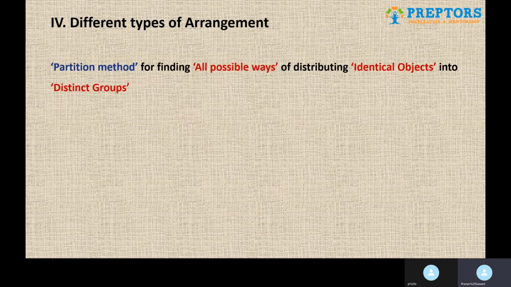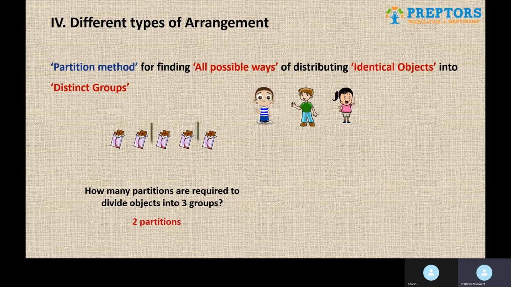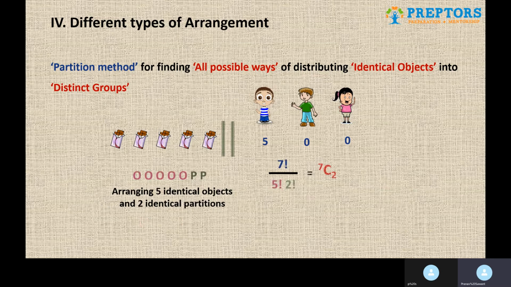Now we can also solve this question by using partition method. Partition method is for finding all possible ways of distributing identical objects into distinct groups. Remember one thing, partition method is only for identical objects. If the objects are different, we can't use partition method. Now, what is partition method? In short, we have to find out how many partitions will be required to divide these 5 chocolates into 3 groups. So, there is a formula for partition as well.